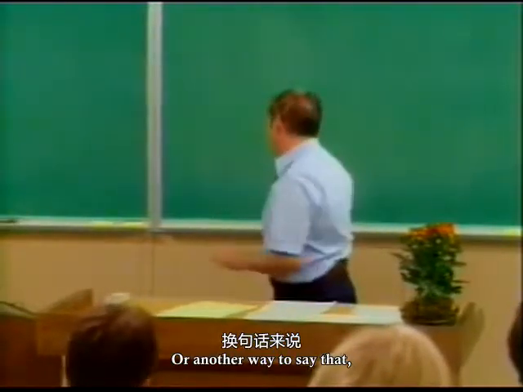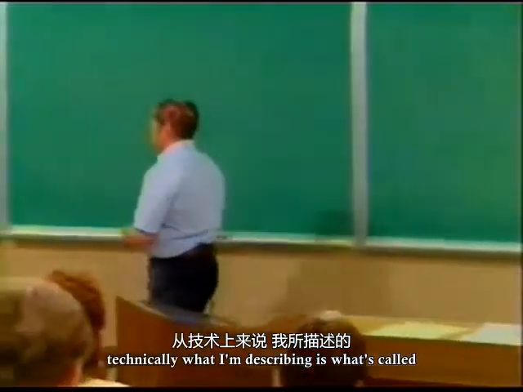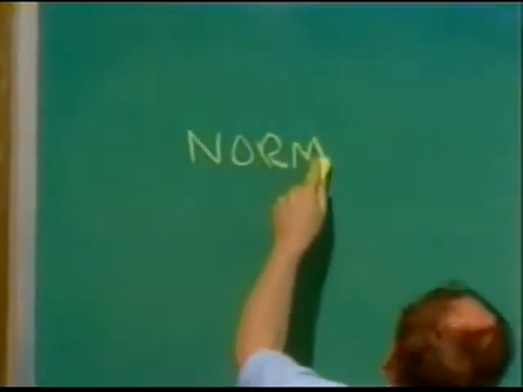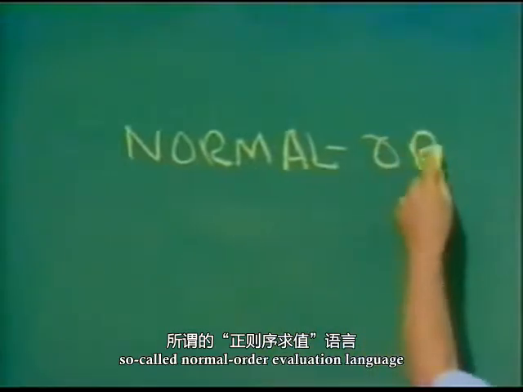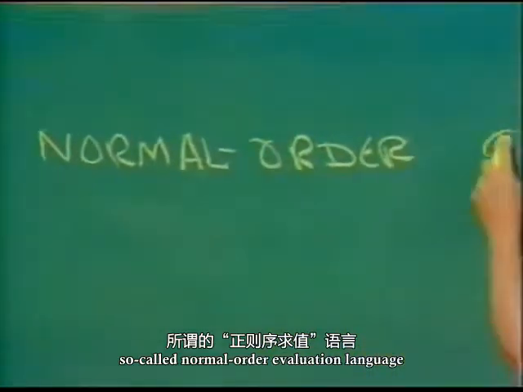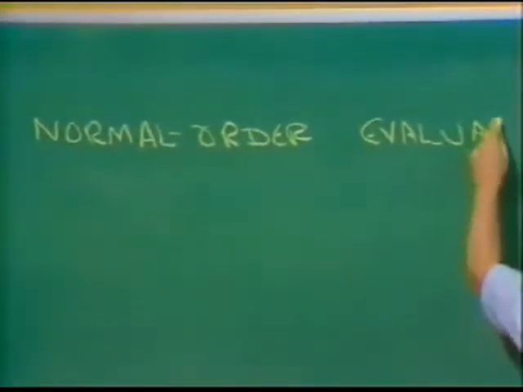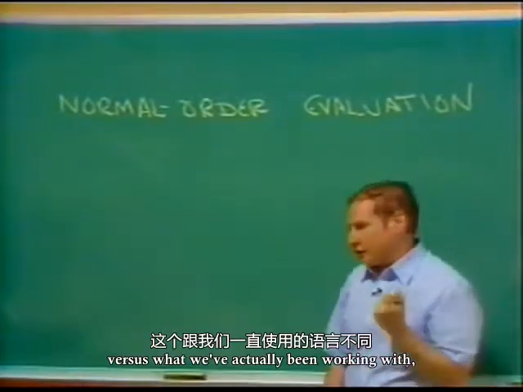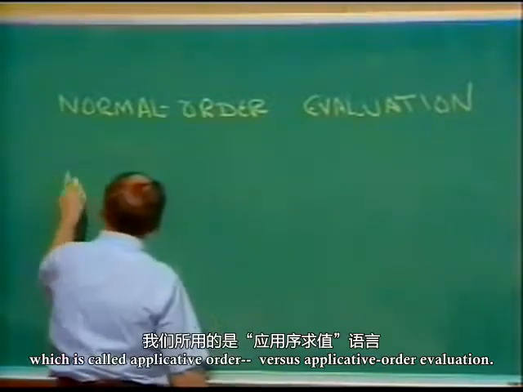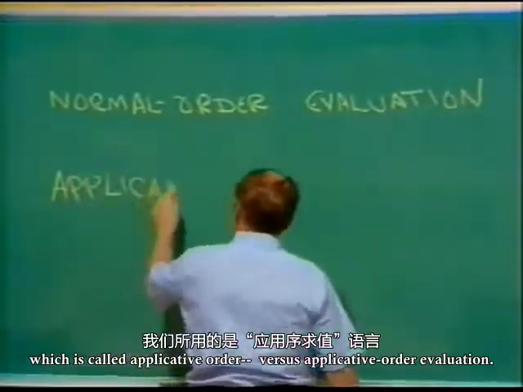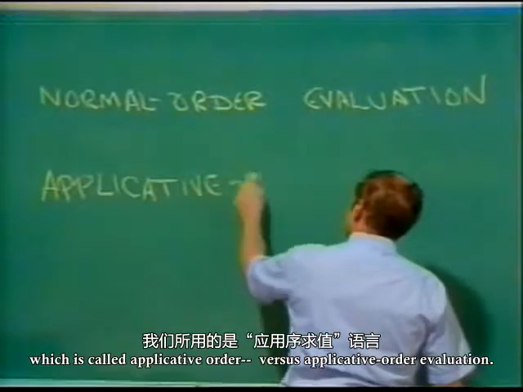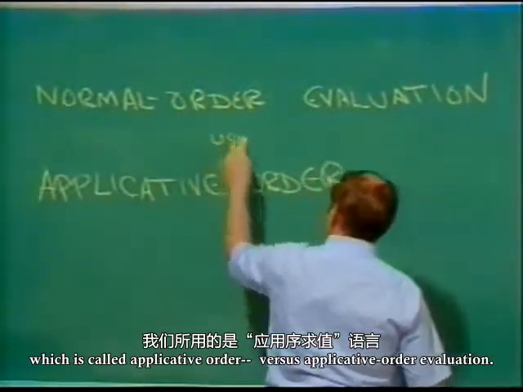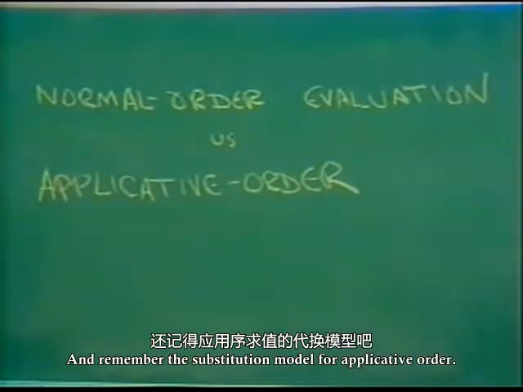Or another way to say that, technically what I'm describing is what's called, if we did that, our language would be so-called normal order evaluation language, versus what we've actually been working with, which is called applicative order evaluation. And remember the substitution model for applicative order.